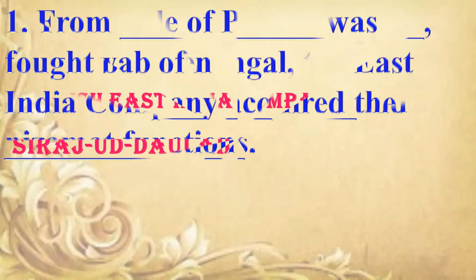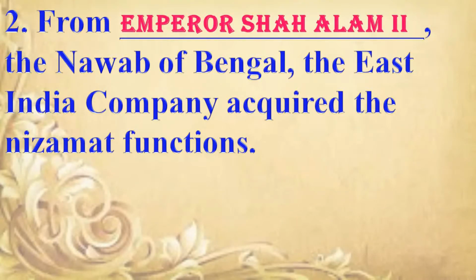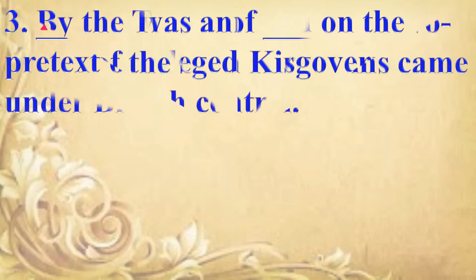Next question. From ___, the Nawab of Bengal, the East India Company acquired the Nizamat functions. Answer is Emperor Shah Alam II. Next question. ___ was annexed on the pretext of alleged misgovernance. Answer is Awadh. Next question.